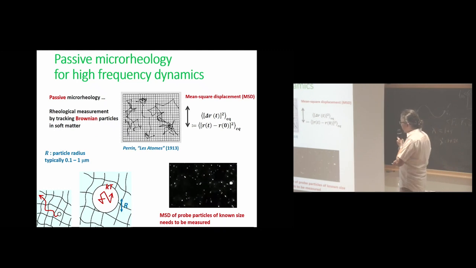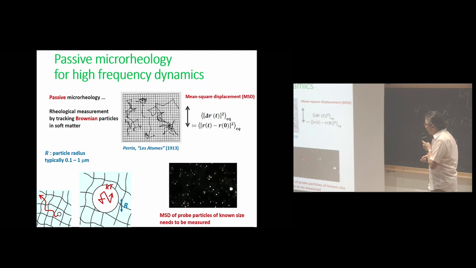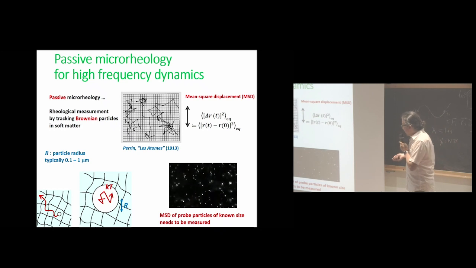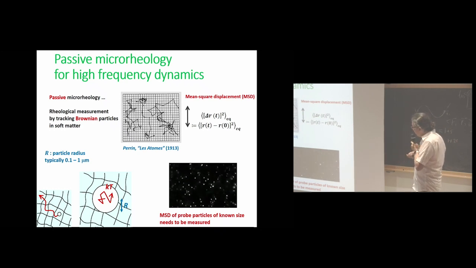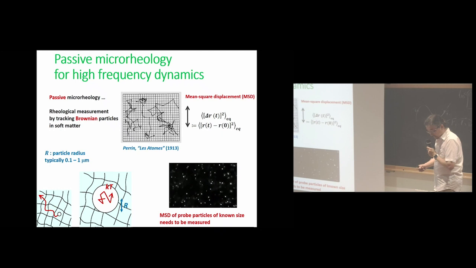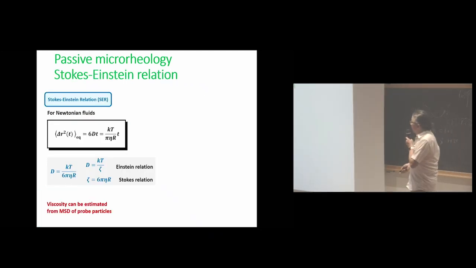Then you can use the technique of passive microrheology. Passive means you just use the thermal energy kT to measure the displacement of Brownian particles, so you can track the movement of probe particles in the viscoelastic media that you want to study. You need to measure the mean square displacement of your probe, and you should know its size. Passive means only thermal energy, while in active microrheology you can apply an external force, such as optical tweezers or magnetic force. I only talk about passive microrheology.